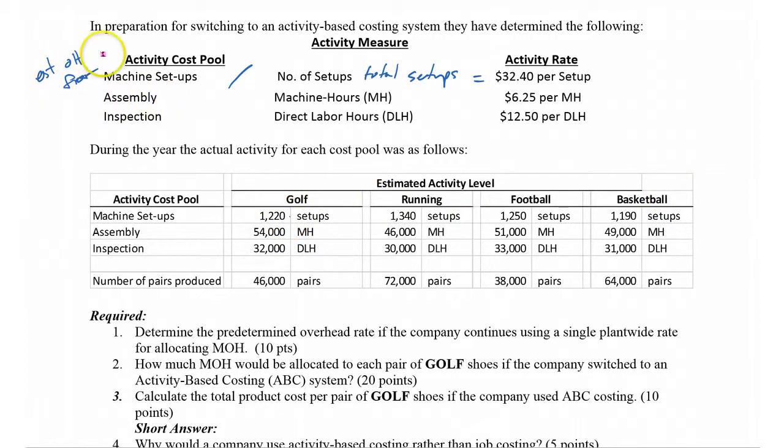Same with assembly, right? So it's the estimated overhead for assembly, the dollars, divided by the total number of machine hours equals the overhead per machine hour. Again, estimated overhead for inspection divided by the total direct labor hours equals the activity rate of $12.50.